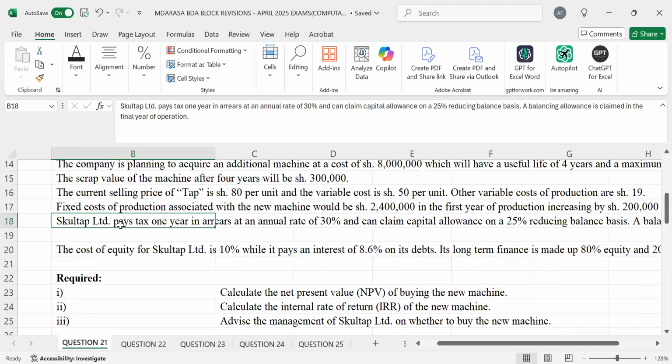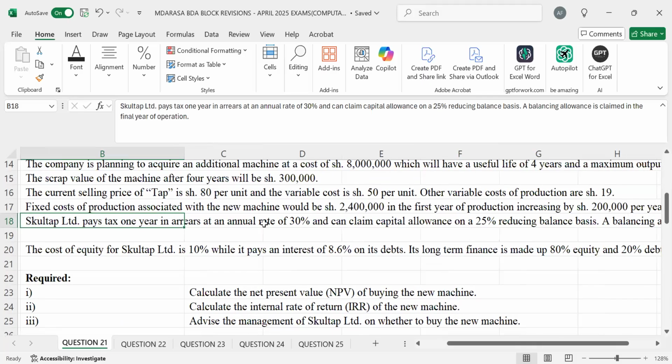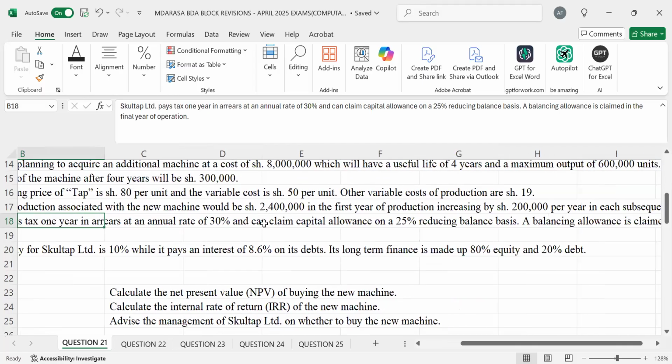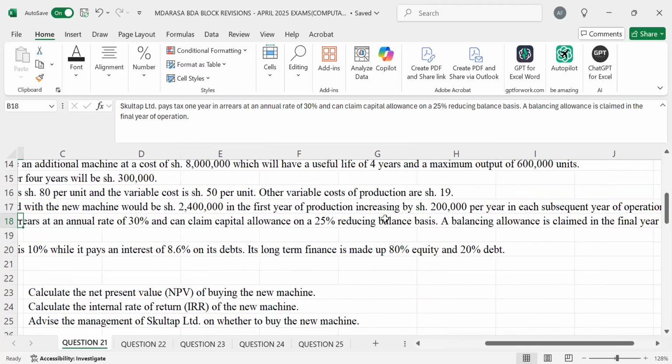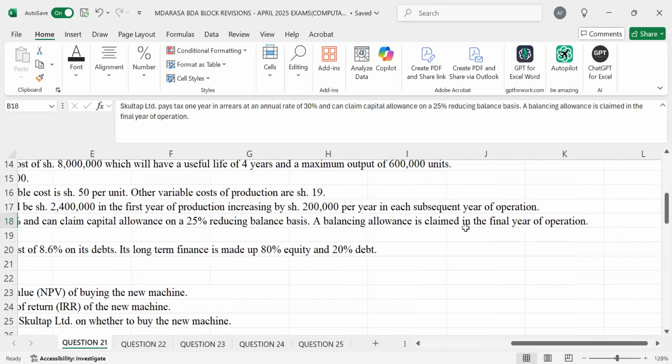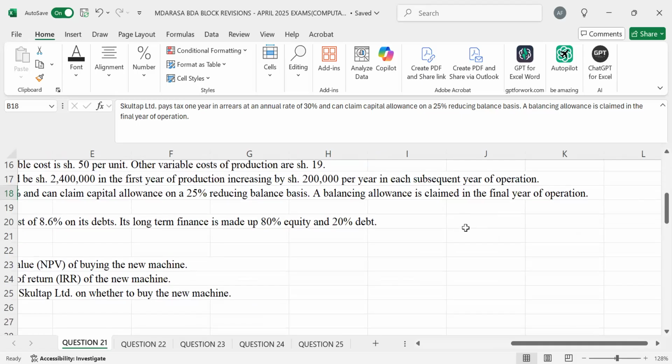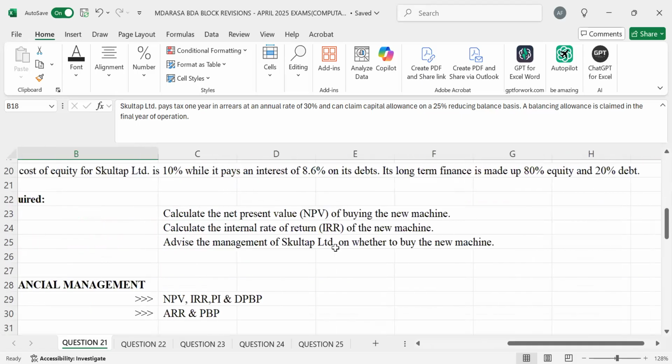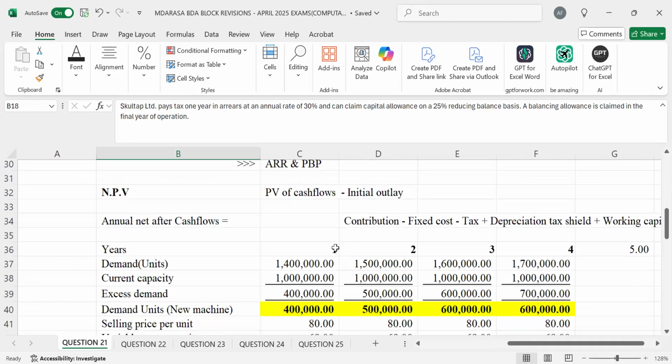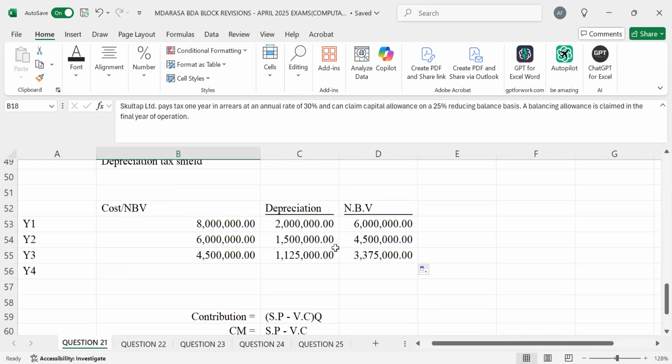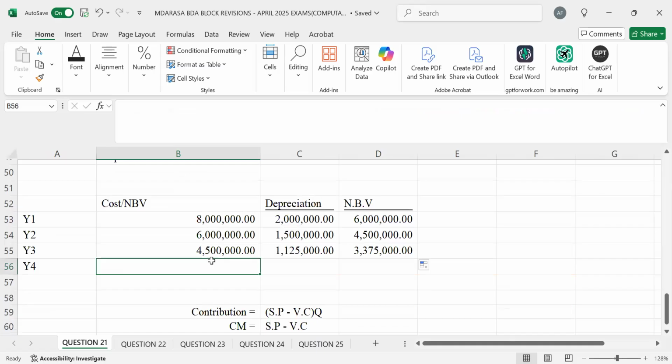Pays 1 year in arrears at an annual rate of that and can claim capital allowance on 25% reducing balance. A balancing allowance is claimed in the final year of operation. So, what will be our value as at the end of this final year of operations? Original cost was 8 million.